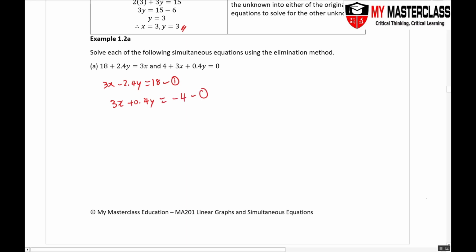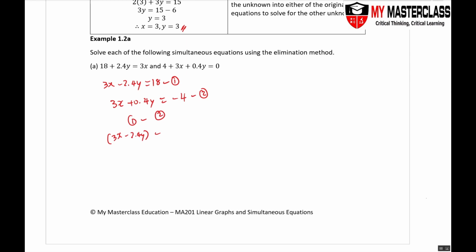Okay, take note, it's a minus 4. Then label equations 1 and 2 as well. So now if you look at the variables, both of them have 3x and they are of the same sign. So same sign, you take one equation minus the other. So I have equation 1 minus equation 2. Then write your brackets, sub it in.